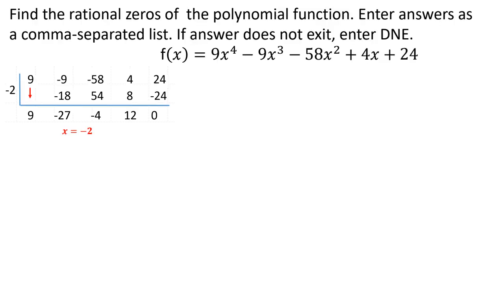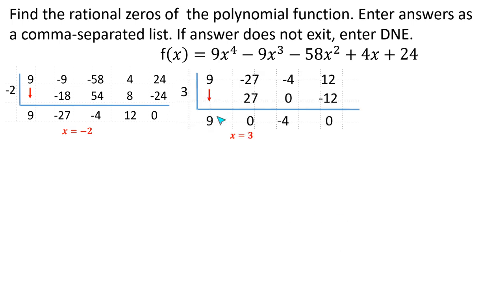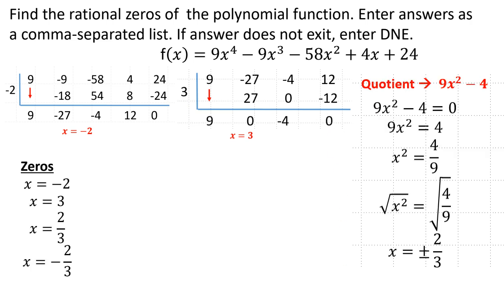So if we write down our zeros, then we have that x equals -2 as a zero. And then the other zeros are x equals 3, since we got a 0. And then we get the 2/3 and the -2/3. So we have 4 zeros. Our degree is 4. And so that is going to be our zeros.